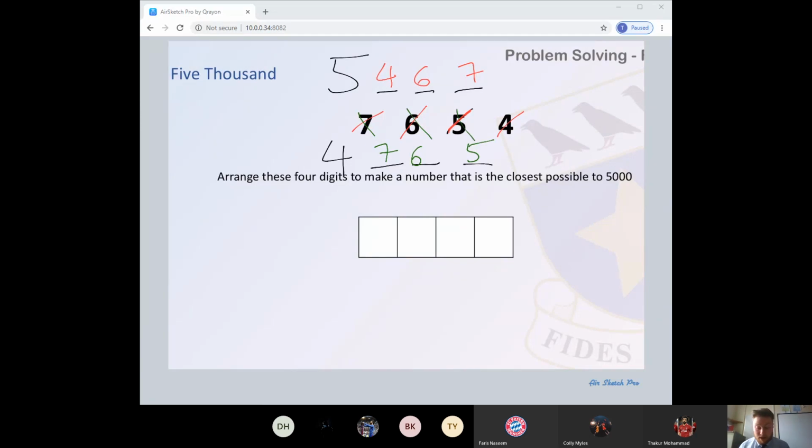We then just need to compare those two numbers because they are the best possible choices for the 5,000s or the 4,000s. And we can see that 4,765 is going to be a closer number to 5,000 than 5,467. This one is 467 away, whereas the 4,765, that is less than 300 away. It's 235 away. So that must be the better option.